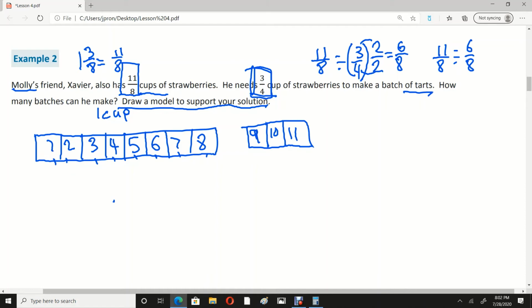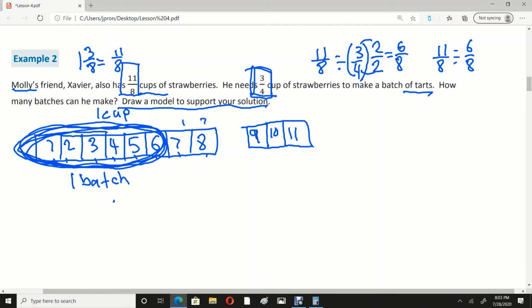So we can come back to our model, and we know that we need 6/8 cup of strawberries to make a tart. So let's circle one group of 6/8. Oh, that's a lot of strawberries. That's a lot more strawberries than it took to make the muffins. Wow, okay. Well, do we even have it? We have one batch worth.